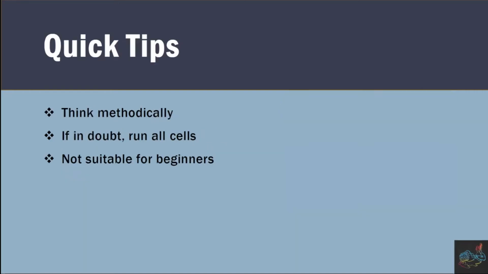So just some quick tips. So I say think methodically, and I'd stick to executing cells in order if you can, because otherwise you're going to lose track of where you've actually assigned data to variables. And I'd say, if in doubt, run all cells so you avoid hitting your head against the wall.